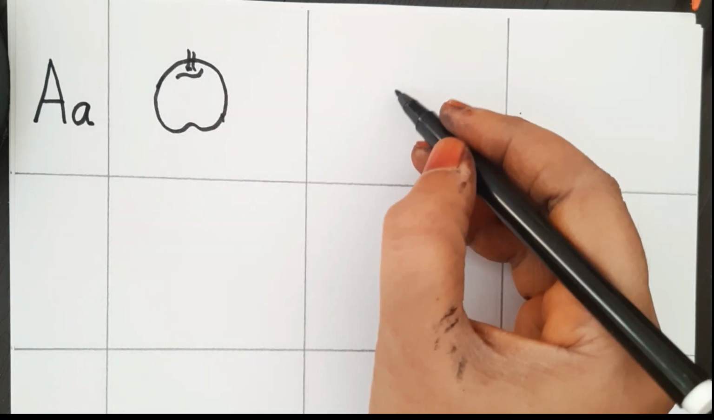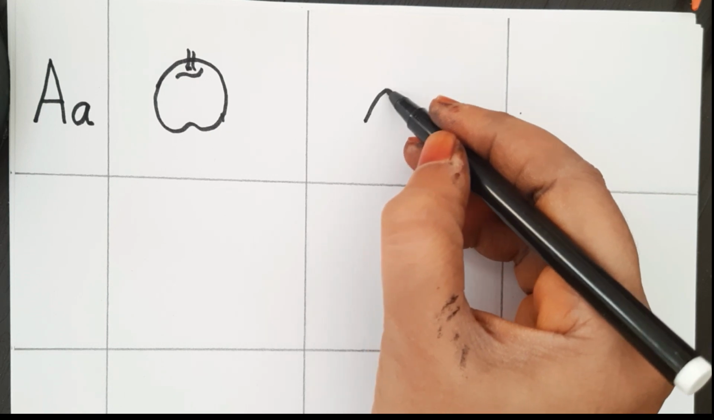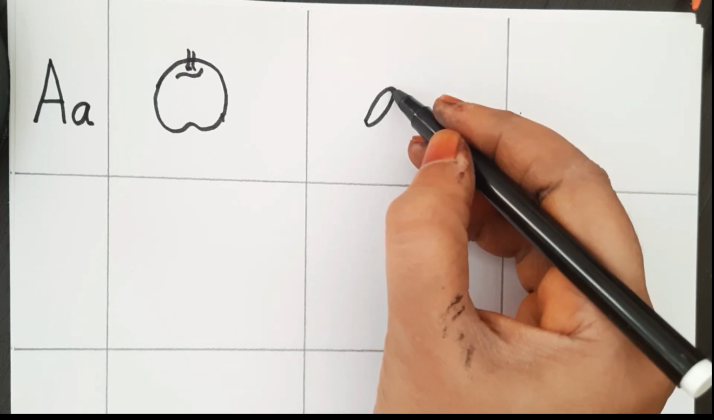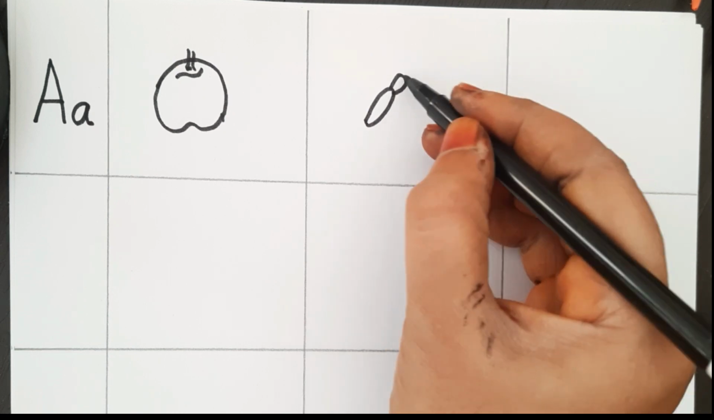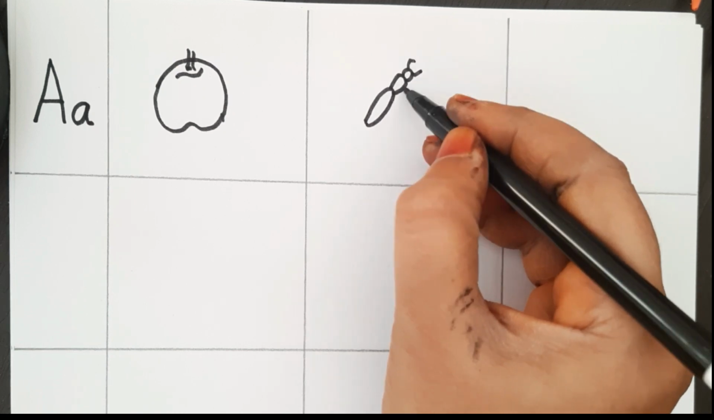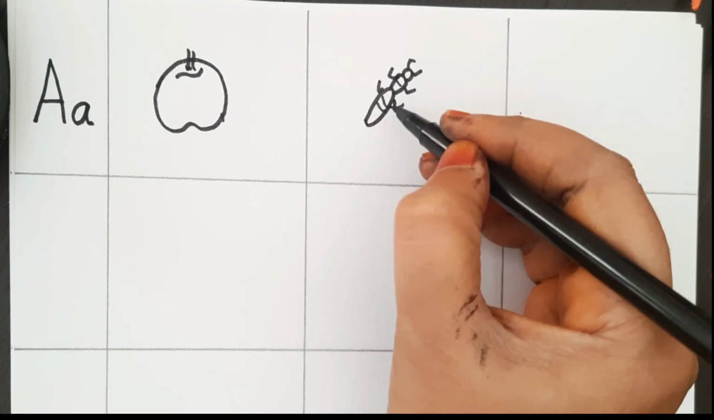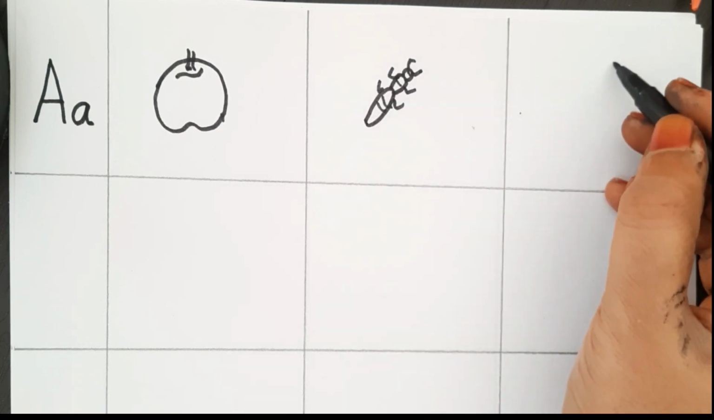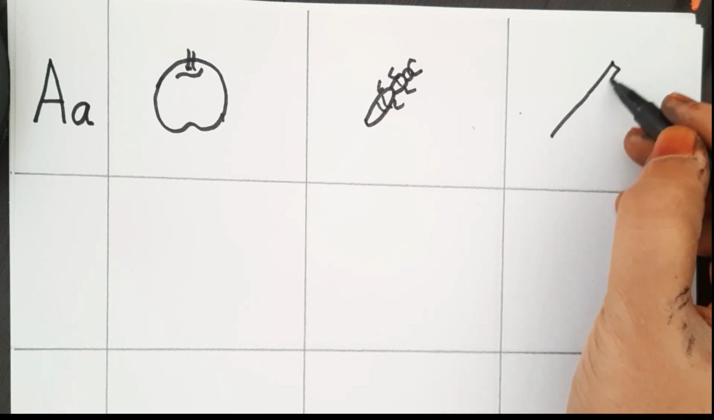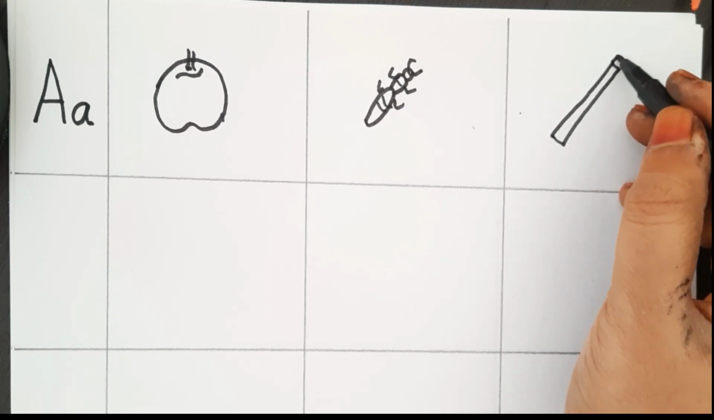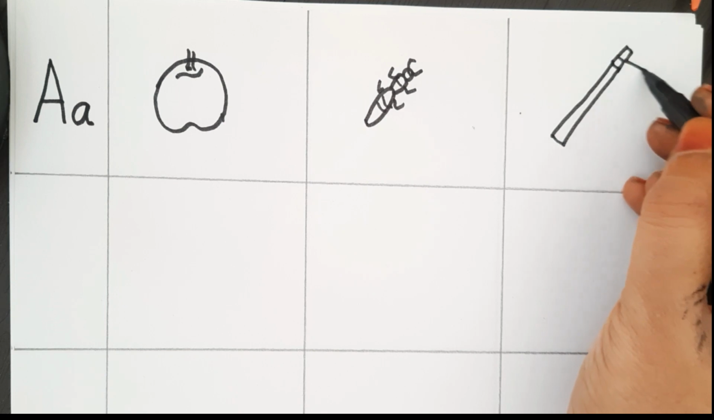A for apple. We're drawing pictures here. A for ant. A for axe.